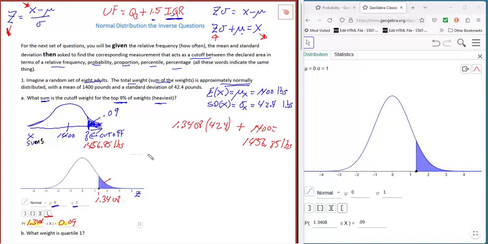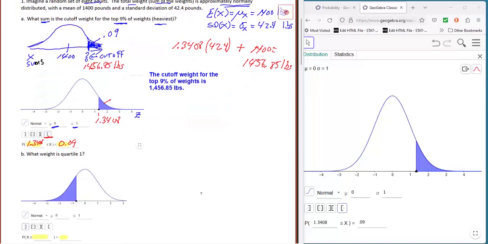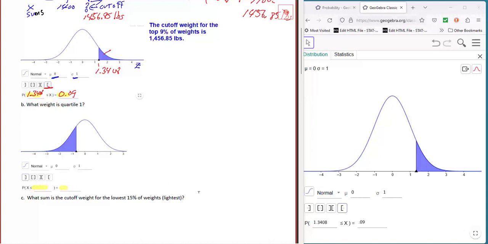Okay, so the cutoff weight for the top 9% of weights is 1,456.85 pounds, and of course this has been rounded. All right, let's try another one. What is the weight of quartile 1?